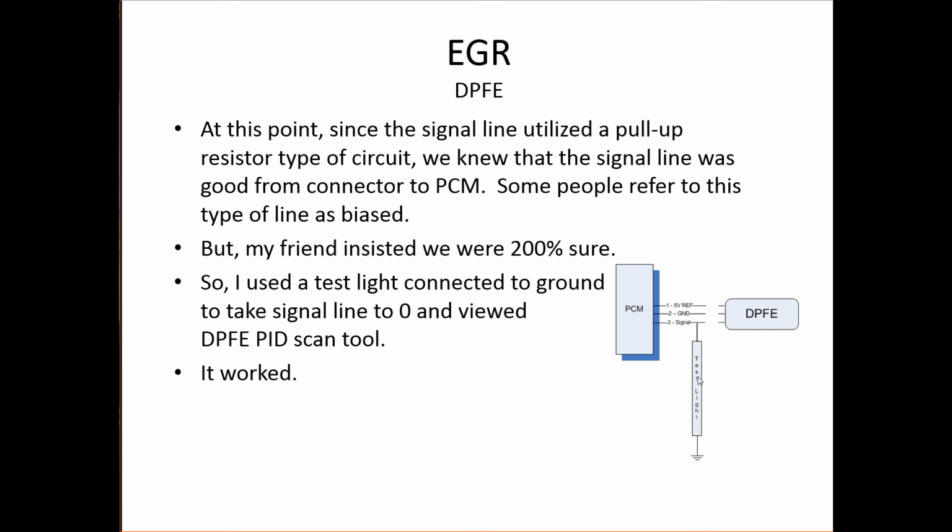So what I did, if you remember the scan tool displayed 4.93, I took a test light, hooked one side of the test light to chassis ground, and then I touched the signal, so that's going to pull down that signal to 0 volts, and that worked. The DPFE PID went to 0, so we knew at that point that circuit integrity was 100, 200% on that. So he was satisfied with that, and we knew the sensor was bad.